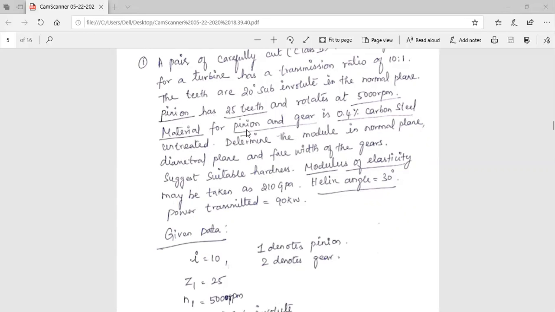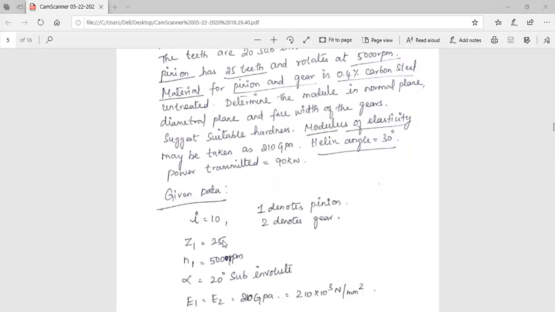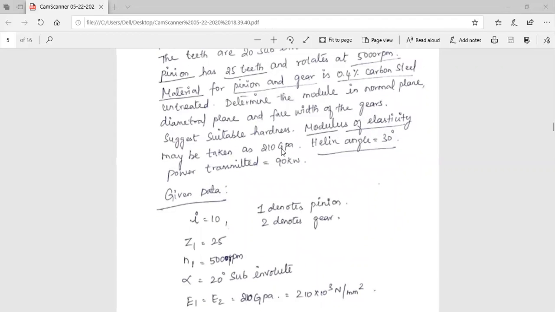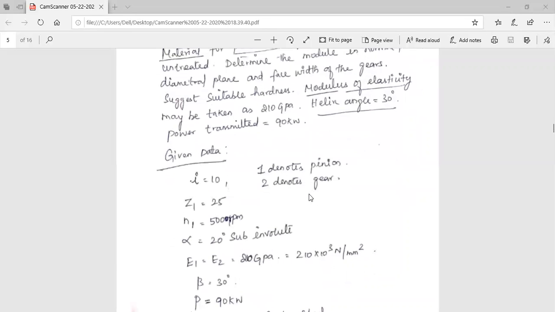And material for pinion and gear, both are having the same material, 0.4% carbon steel untreated. The material is also given. Determine the module. So Z1 is equal to 25, N1 is equal to 5000 rpm, alpha is equal to 20 degrees stub involute system, and modulus of elasticity may be taken as 210 gigapascal. So both are the same material, so both E1 and E2, pinion and gear, have the same Young's modulus of elasticity 210 gigapascal.